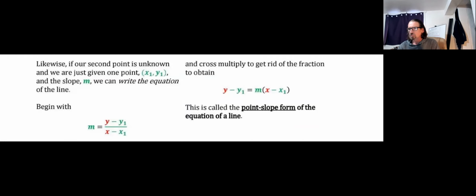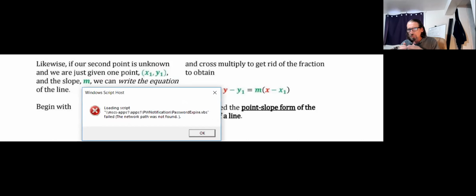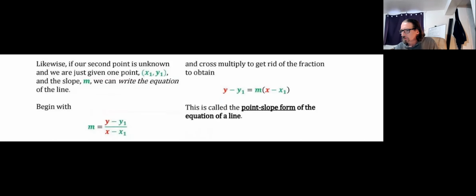Furthermore, two things. Number one, I've left in red x and y that have no subscripts. This means this could be any other point on the line, because we know the slope and 1 point on the line. It could be any point for x1 comma y1 as well. x1 comma y1, the known point, doesn't have to be a special point.